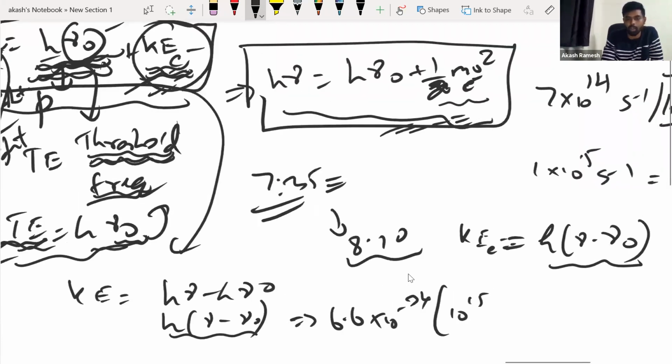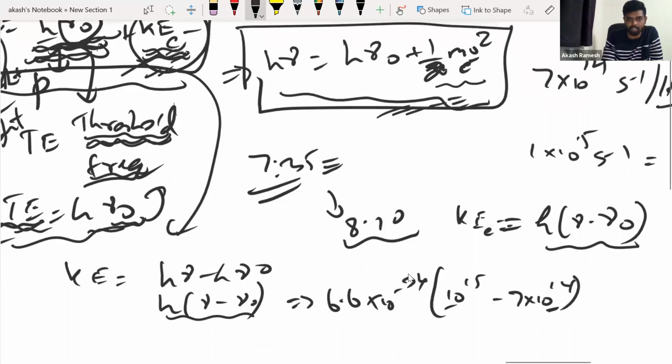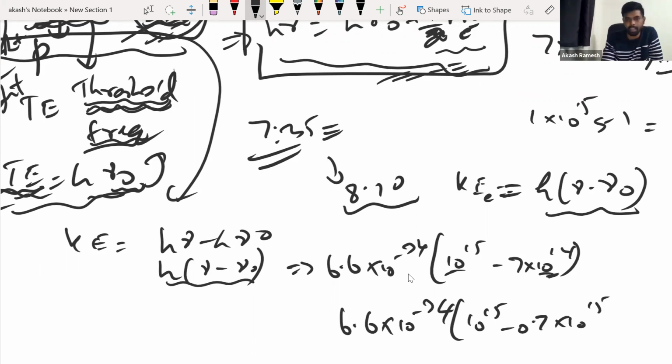And if you're wondering, you cannot directly do this, people, because this is 10 power 15 and this is 10 to the power 14. If you're wondering how the mathematics works, this is how it works. I can write this as h, that is 6.6 into 10 to the power minus 34. Now I have to make sure that both of these have the same power, either 10 to the power 14 or 10 to the power 15. Only then will you be able to subtract them. So I can rewrite this as 0.7 into 10 to the power 15.